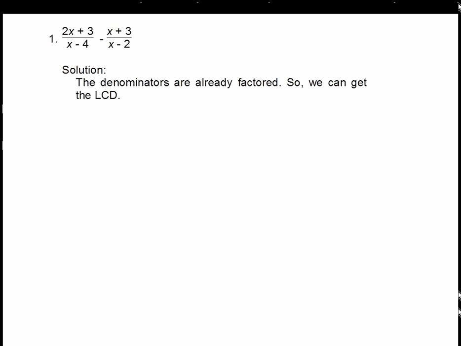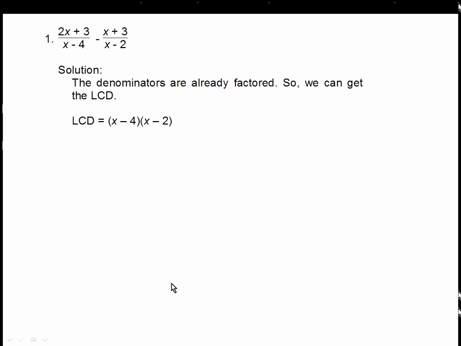So the denominators are already factored, so we can now find the LCD. Remember, the LCD is the product of the different factors from the denominators. So I see x minus 4, I see x minus 2. That is my LCD. Again, don't multiply that out. I know you know how, it's just FOIL. Just leave it like that. So that is our LCD. Now we're getting ready to use the LCD.